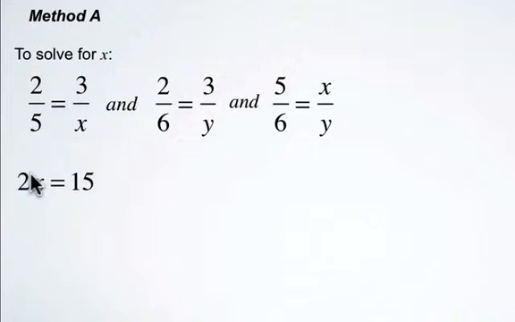2 times x is 2x, and 5 times 3 is 15. To solve for x, we need to divide by 2 on both sides, looking something like this, giving you x equals 7.5.